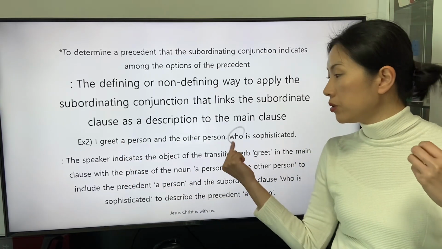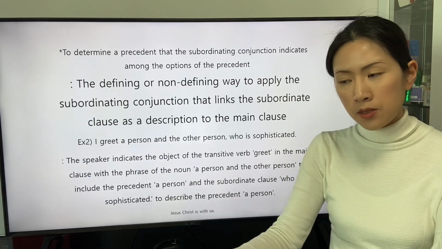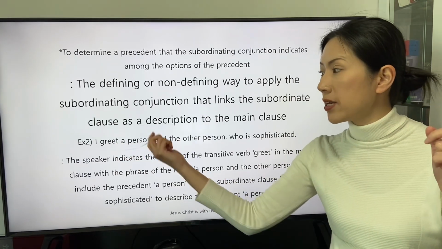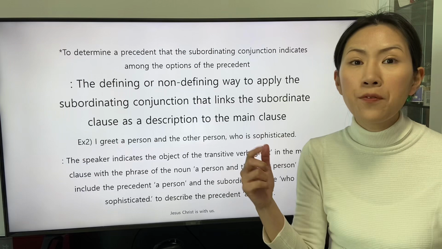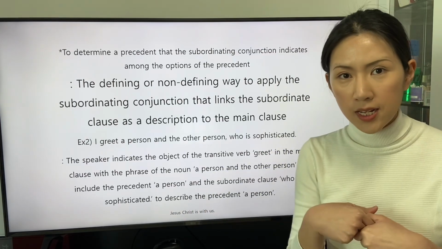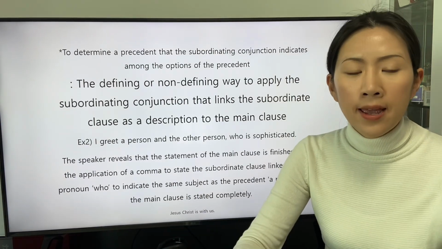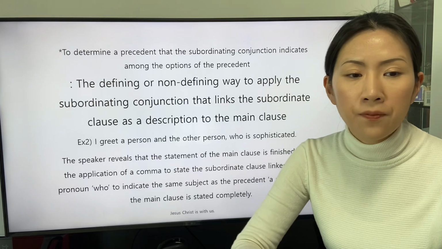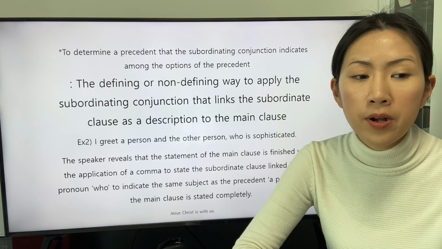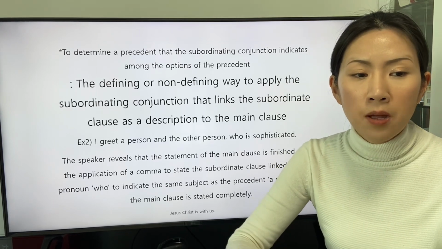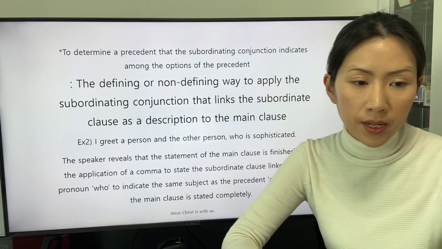The pronoun who indicates the precedent a person in the non-defining way because the precedent a person and the subordinating conjunction who do not form a boundary. The speaker reveals that the statement of the main clause is finished with the application of a comma, to state the subordinate clause linked by the pronoun who to indicate the same subject as the precedent a person after the main clause is stated completely.